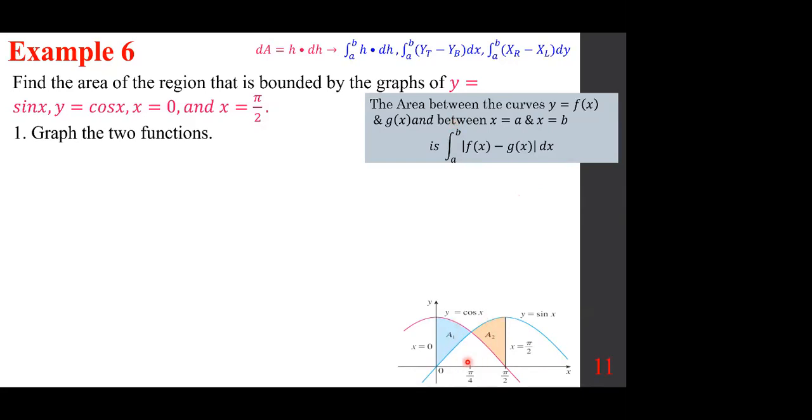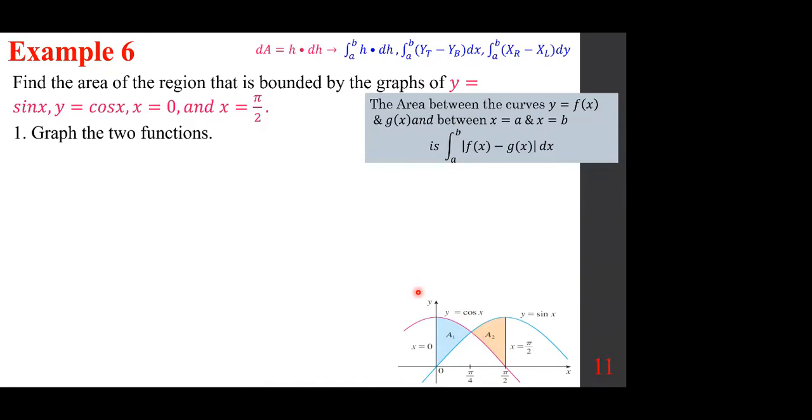So we did graph the two functions. Now we need to find points of intersection because obviously, class, we want to go from 0 to pi over 2. But for this part, we're going to go up to here. And for this part, from here to here. Do you follow what I'm saying? So that's why we need to set them equal and solve.